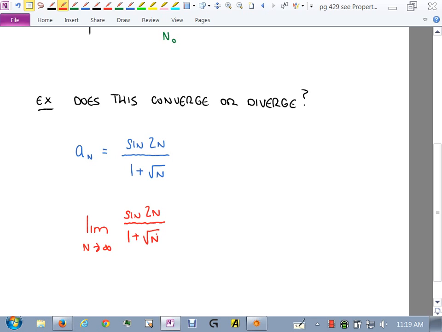So what do you think? What's happening on top? As n goes to infinity, what does sine of 2n do? It's going to diverge, right? It's going to be popping around up and down, but just dots. And the bottom goes to what? 1 plus infinity. So you don't have fixed over infinity like you did in Cal 1. If you have fixed over infinity, then it goes to 0.